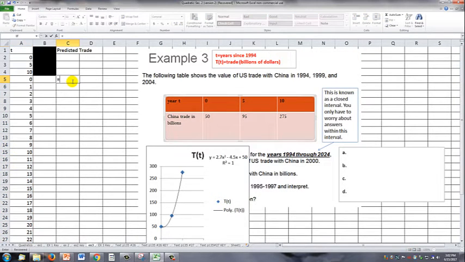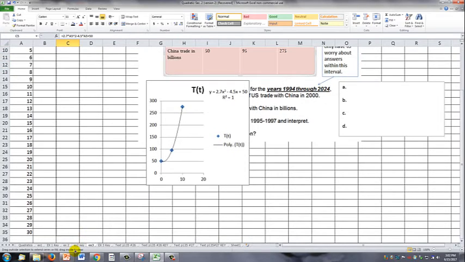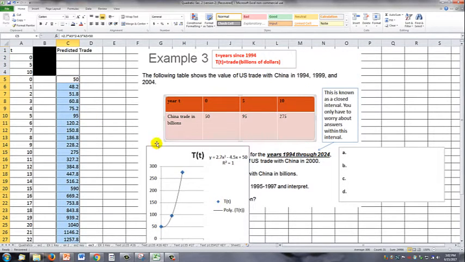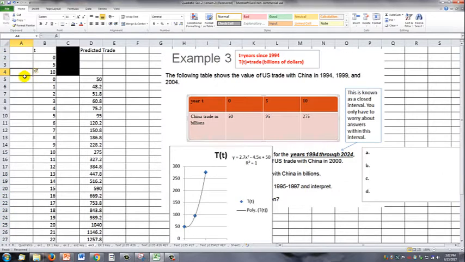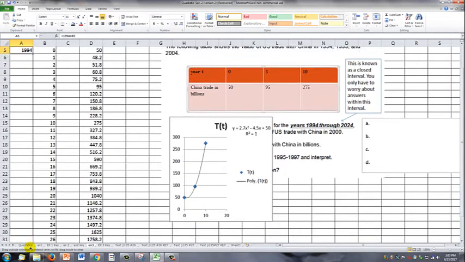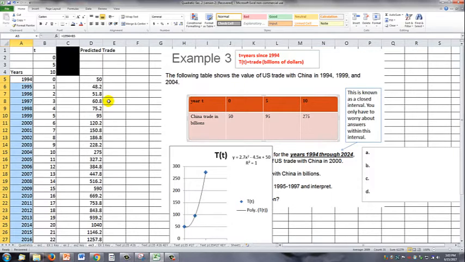And so I will type in the function. And so that's it. Those are all the values. So now I can answer questions. If you want to, you can insert an actual years table. And the way you would do that is, it's years since 1994. So if you do 1994 plus that column, then when you drag it down, it's going to give you all your years. Okay. All right, so now we're ready to answer some questions.